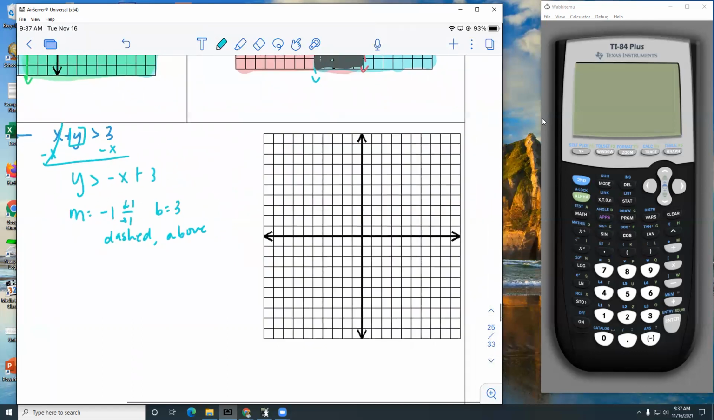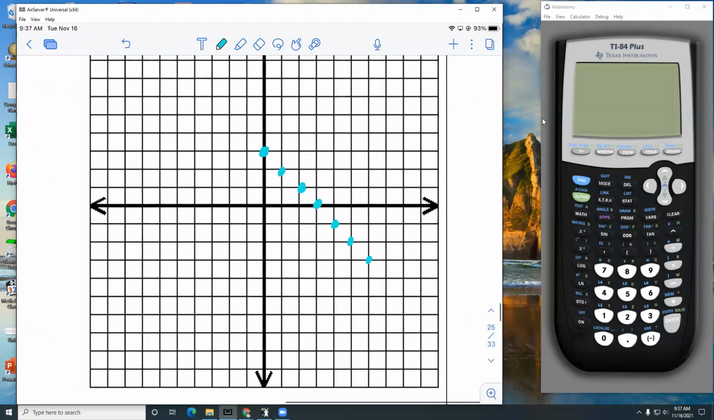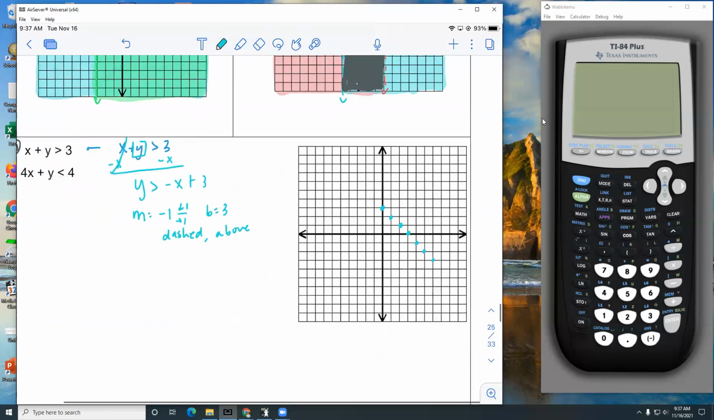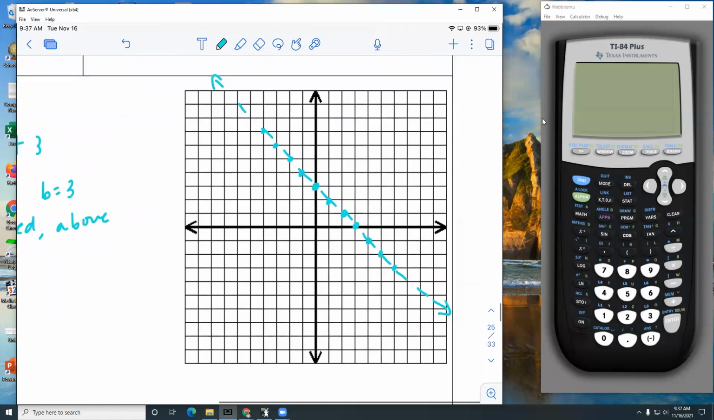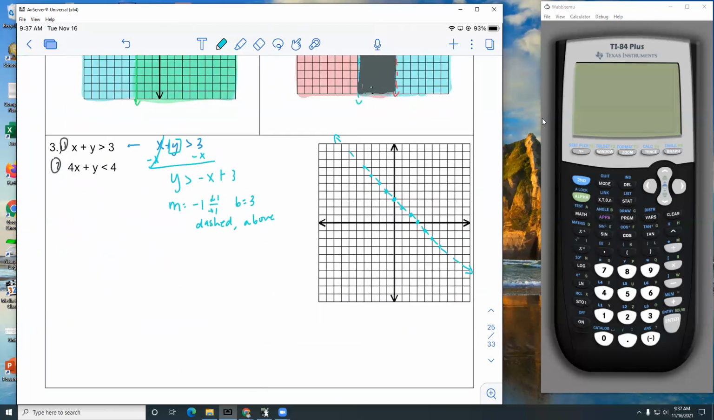All right, so go up to 3. Now let's go down 1, right 1, down 1, right 1, down 1, right 1 each time. You can also go back to your y-intercept, go up 1, left 1, up 1, left 1. Draw in your dashed line through your points. And then let's shade above. Shade up everywhere above that line.